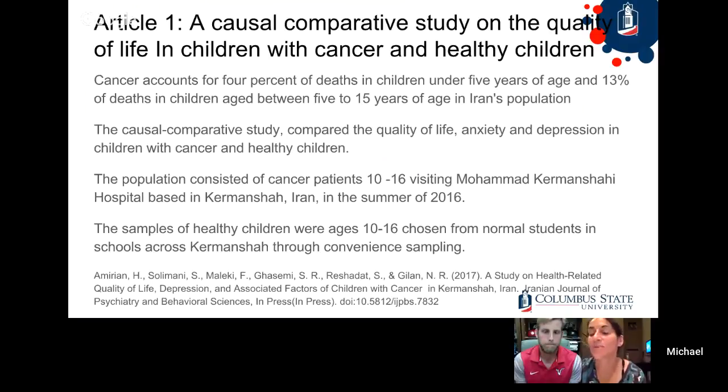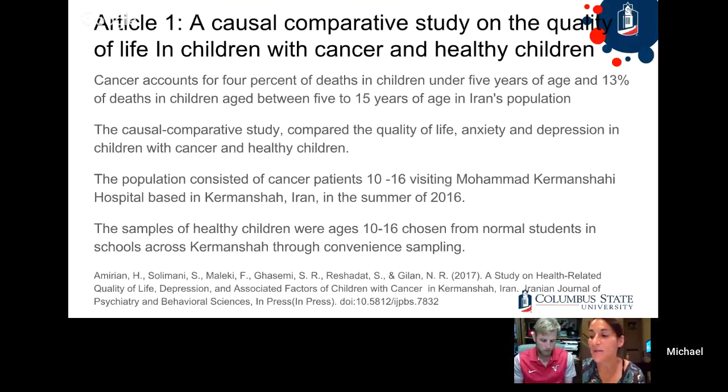The first article that we are going to discuss is a comparison of quality of life, anxiety, and depression in children with cancer and healthy children in Iran. Cancer accounts for 4% of deaths in children under 5 years of age and 13% of deaths in children aged between 5 and 15 years in Iran. Anxiety and depression occur simultaneously with cancer and bring about various adverse effects on one's personal and social life and physical health. They also affect the disease treatment and progression.